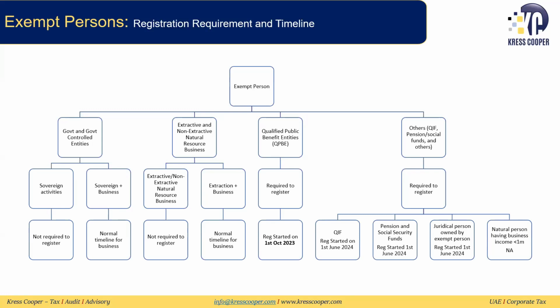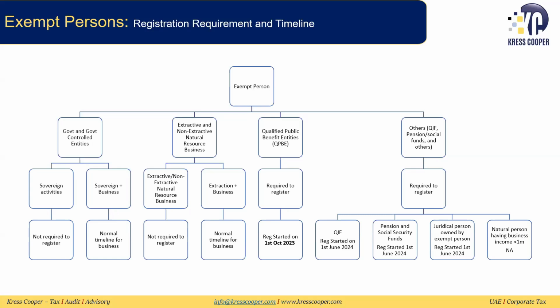Then for others, the qualifying investment fund and the pension and social security fund: the qualifying investment fund's registration started on 1st June. Again, they are required to register and then ask for the exemption. For the pension and social security fund, registration started from 1st of June 2024. All these categories need to first register themselves and then apply for the exemption with FTA. Only once FTA approves will they get this exemption. They do not have an automatic exemption.